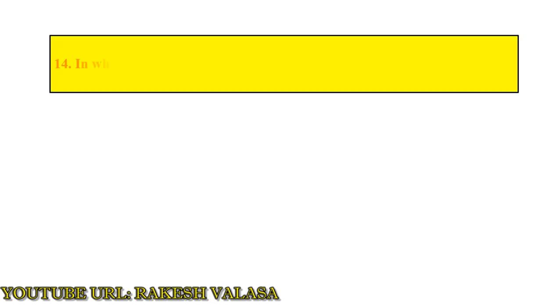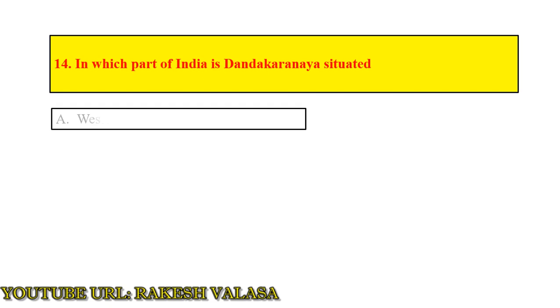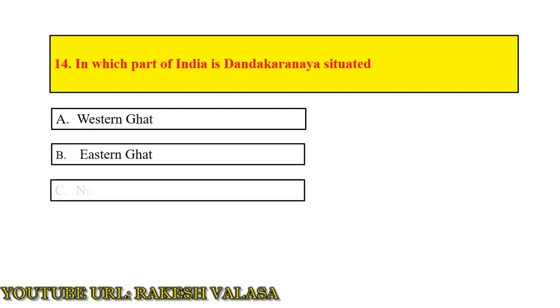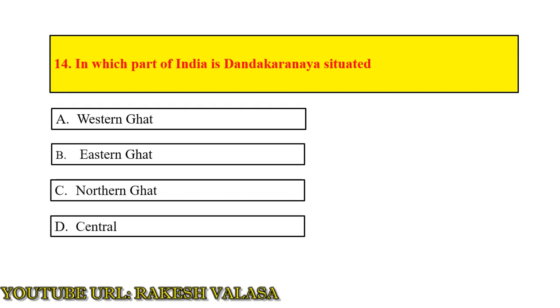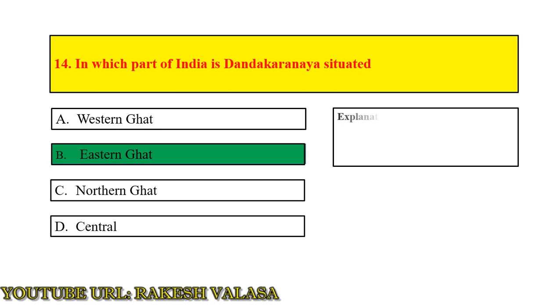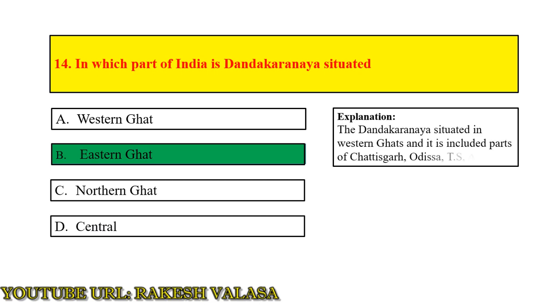Question number 14. In which part of India is Dandakaranya situated? Answer: Eastern Ghat. Explanation: The Dandakaranya situated in Western Ghats and it is included parts of Chhattisgarh, Odisha, Tamil, Telangana and Andhra Pradesh.